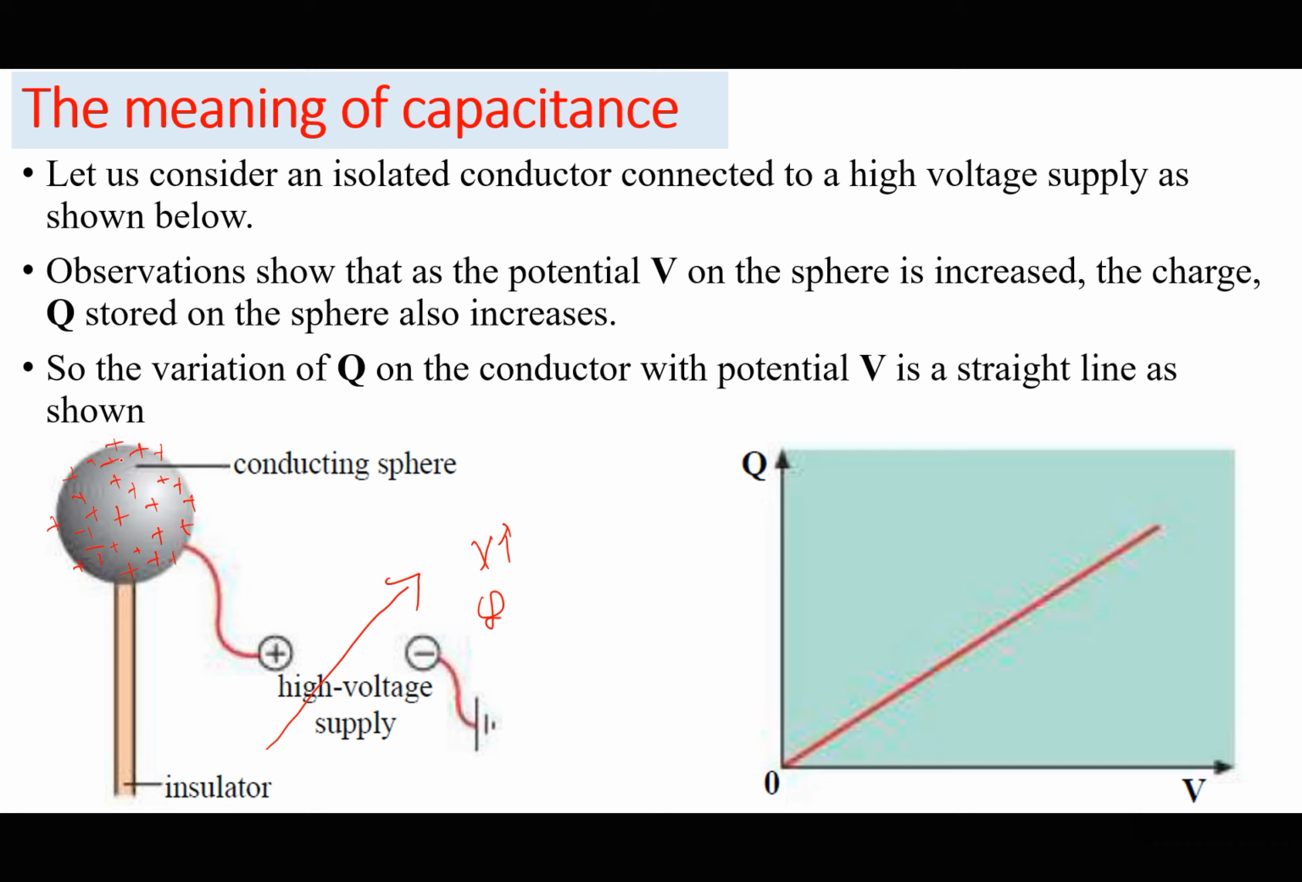So that means if we were to sketch a graph of either V against Q or Q against V, we would essentially get a straight line, as shown by this graph. So a graph of Q against V is going to be a straight line. What can we note from that concept?